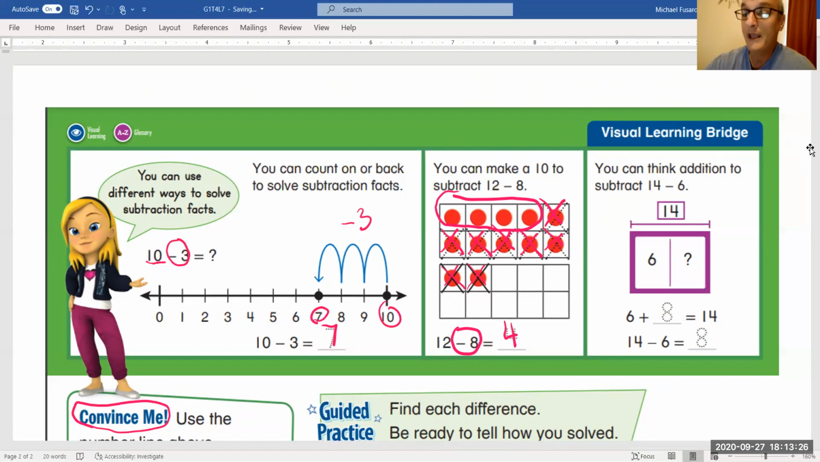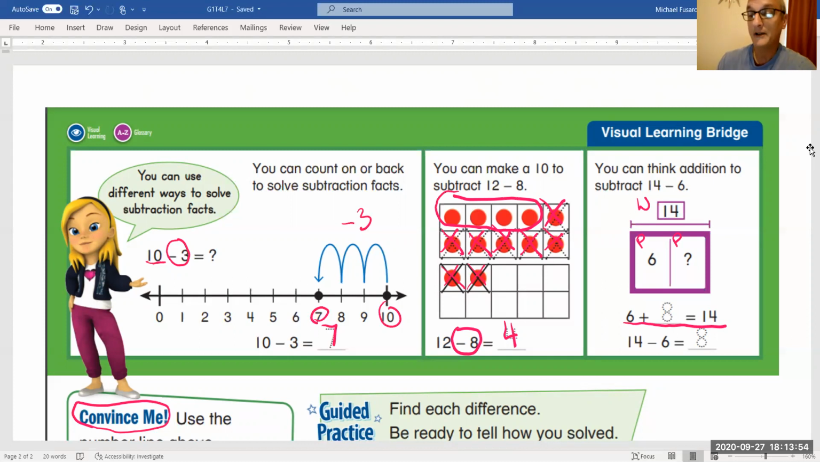And then we have the bar diagram, and remember, we're thinking addition to subtract. So we know that 6 plus a number is going to equal 14. If you see that down here, that's what we're thinking. Our bar diagram, our bar model, helps us a great deal. We know that 14 is the whole, and we know that 6 is the part, and we have to find the missing part.